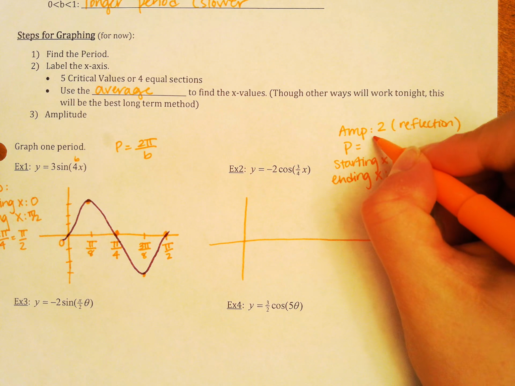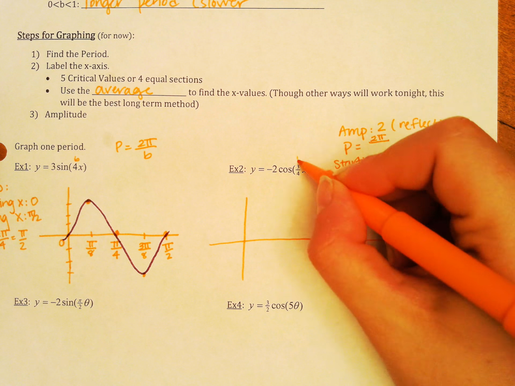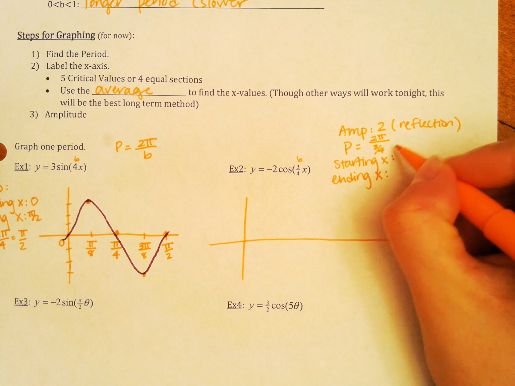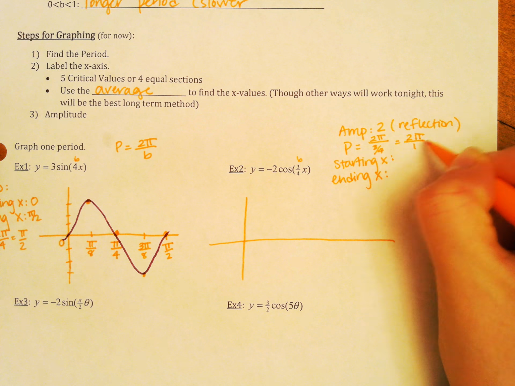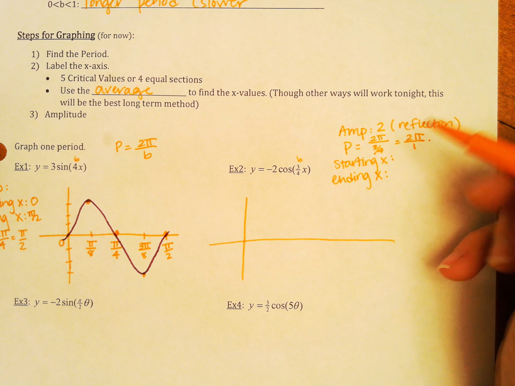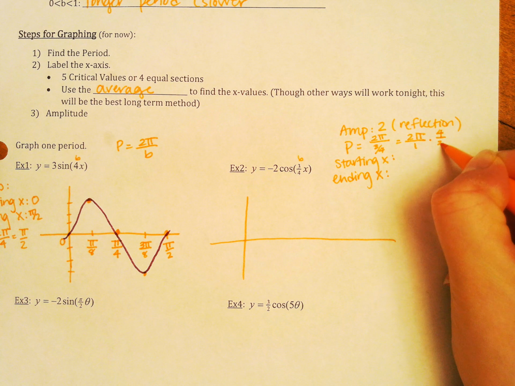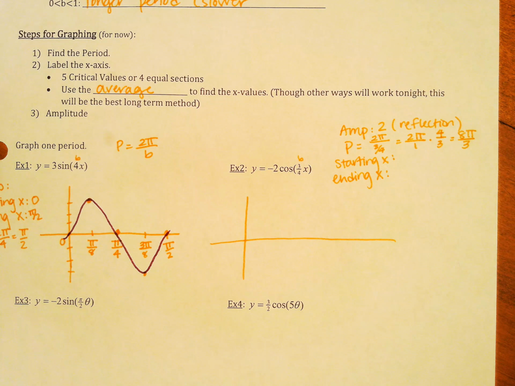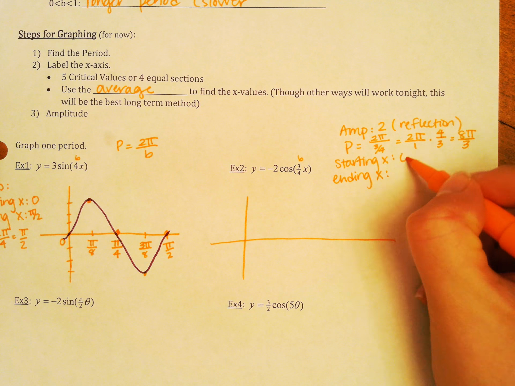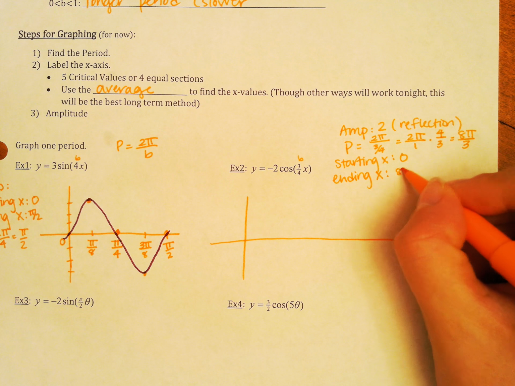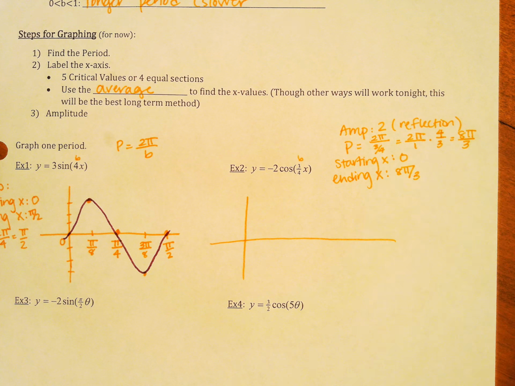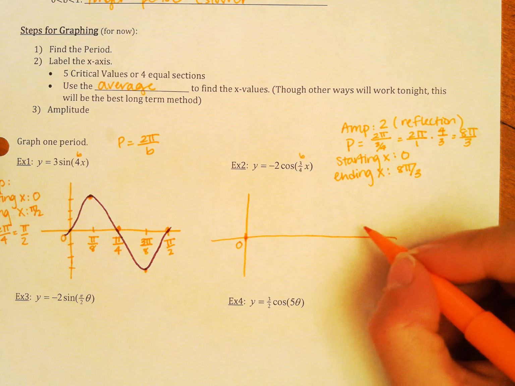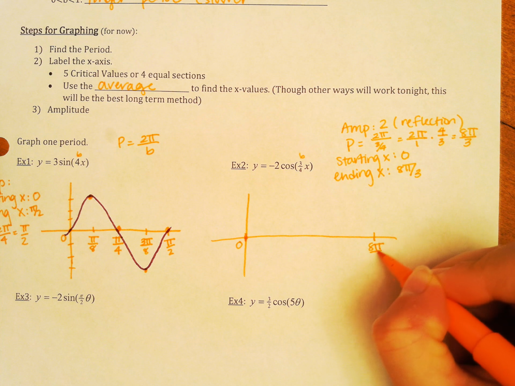Our period is going to be 2 pi over our b value, which is 3 over 4. So to solve for that, I'm going to multiply by the reciprocal. So I'm going to take that top part, which is 2 pi over 1, and then multiply by 4 over 3, which gives me 8 pi over 3. So that'll help me with my starting x value, which happens at 0, and my ending x value that happens at 8 pi over 3. So 0, and then 8 pi over 3.